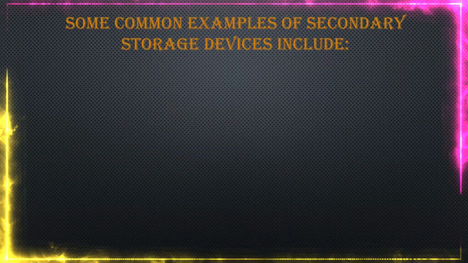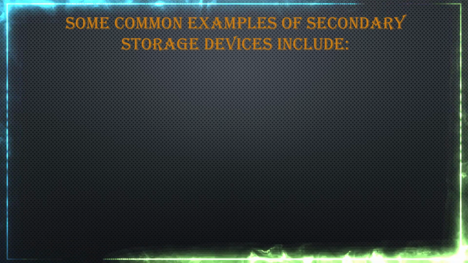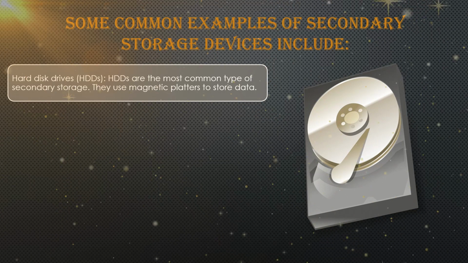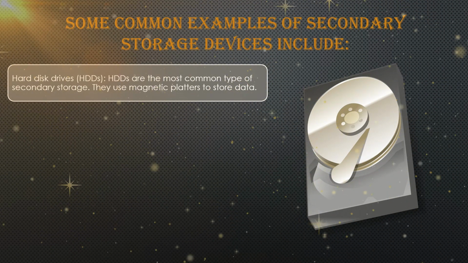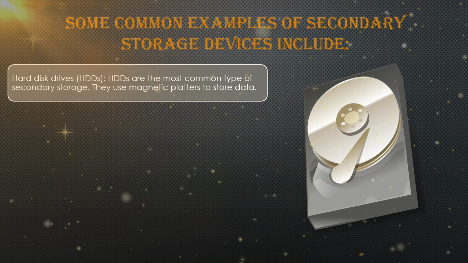Some common examples of secondary storage devices include hard disk drives. HDDs are the most common type of secondary storage. They use magnetic platters to store data.